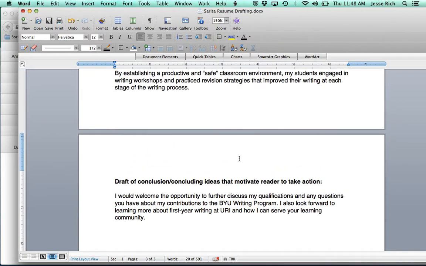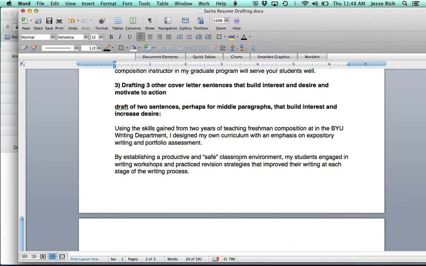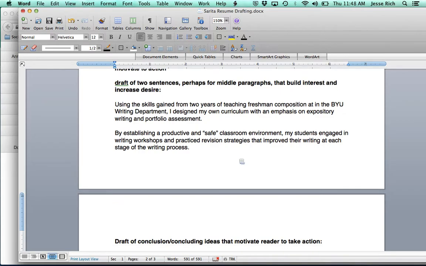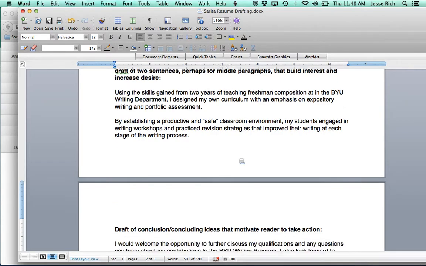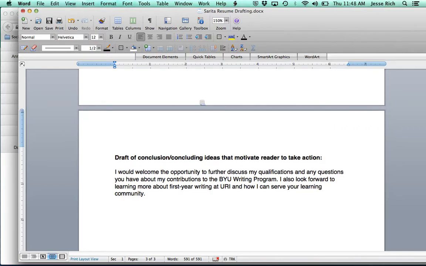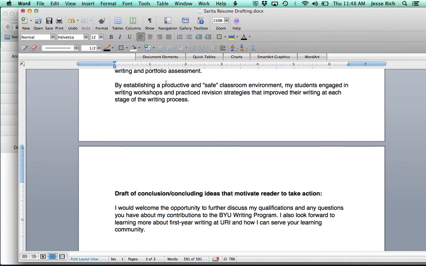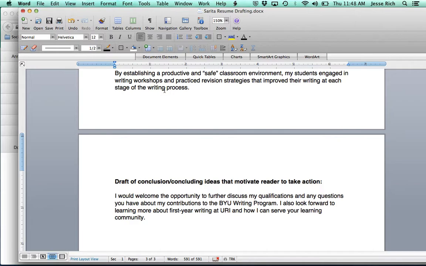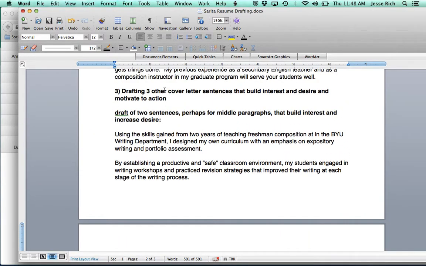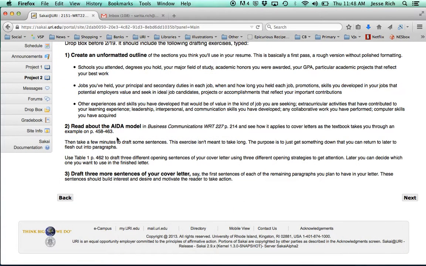So that's really all I'm looking for in this assignment. It's just some drafting. The point is not to sit down and write the cover letter from start to finish, but just generate some ideas on paper that you can come back to and flesh out further as you describe the rest of your experience in the cover letter and resume. So this is just quick drafting exercises. They're not meant to take long, but they do require some thinking and reading.